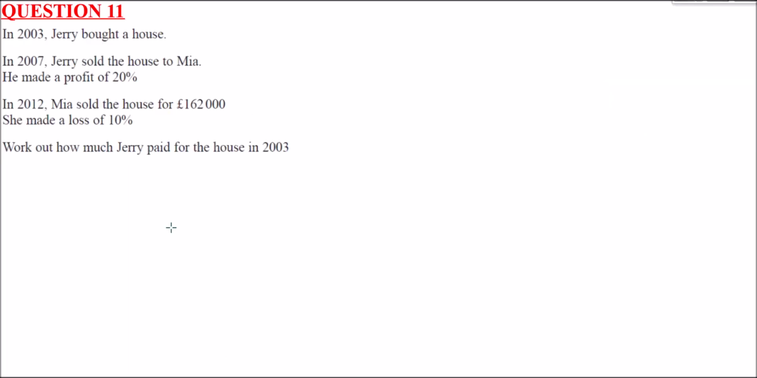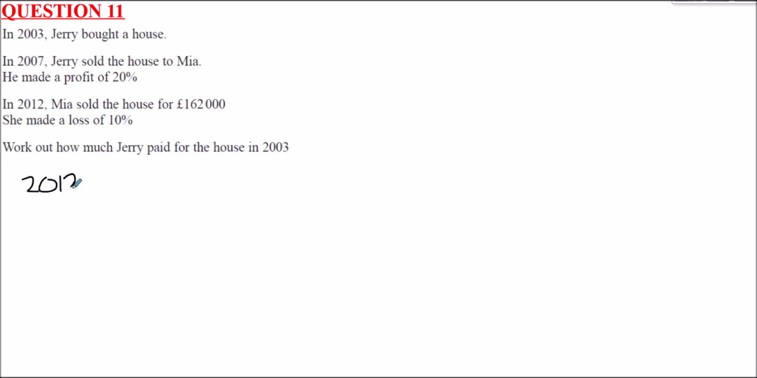Question 11 is very back to front. So in 2003, Jerry bought a house. 2007, he sells it on to Mia. He then makes a profit. He makes money, so he must have sold it for more than he bought it for. In 2012, Mia sold the house for £162,000. She made a loss of 10%, so she must have sold it for less money than what she bought it for. So what we need to do for this one is we work backwards in time to work out what Jerry paid for it back in 2003.